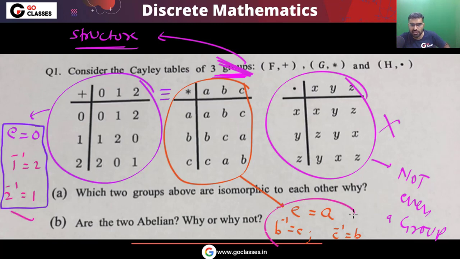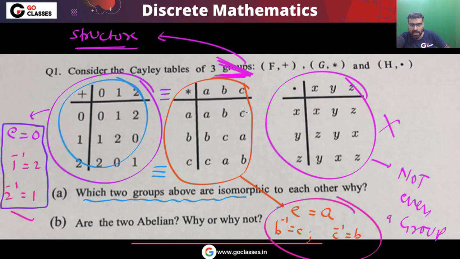This structure. Can I say they are the same structure? Yes. So you can notice they are the same structure. There is an identity element, here also an identity element, here also an identity element. The remaining two elements are inverse of each other. So I can say that these two structures are isomorphic. So the question is asking which of the two groups are isomorphic. I can say this group and this group, they are isomorphic to each other.